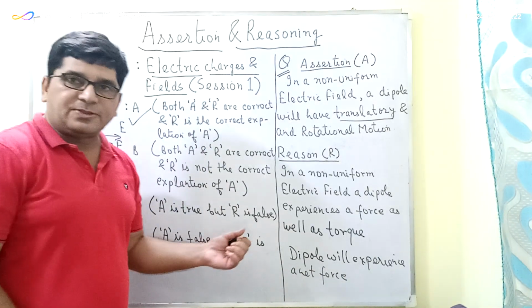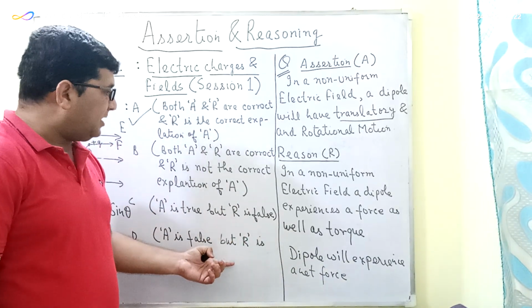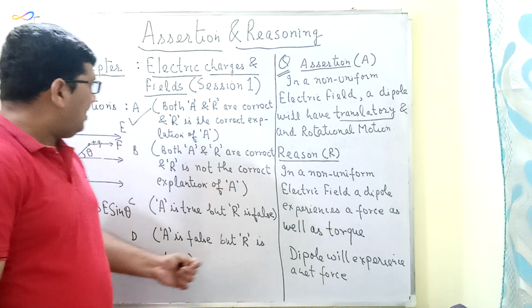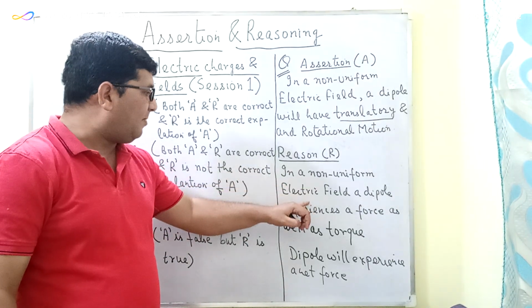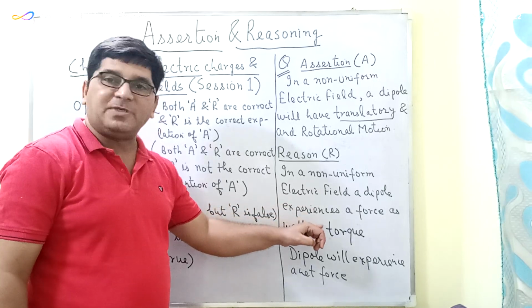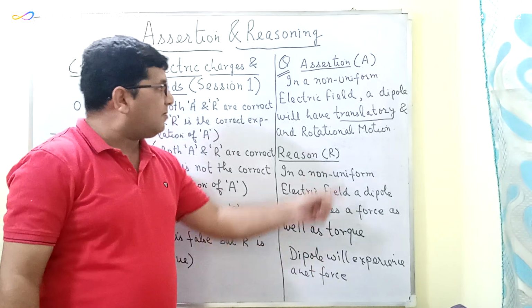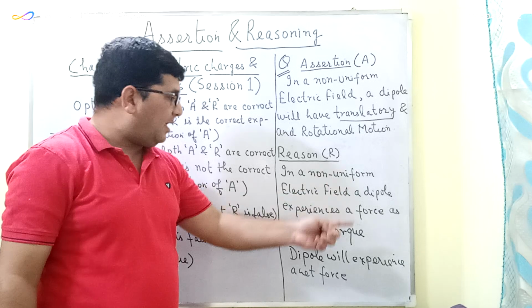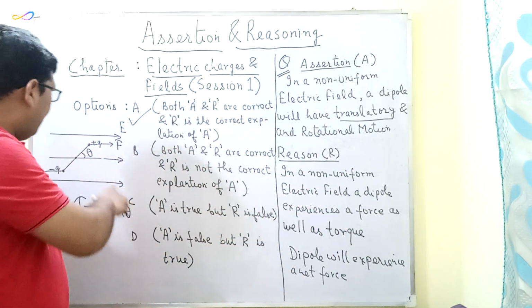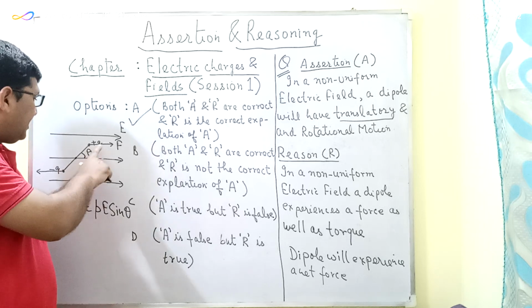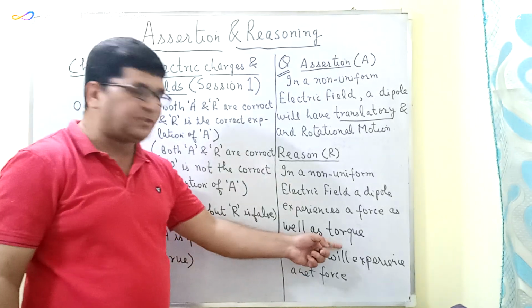I hope you have understood the solution of this question. The most important thing here is that in the case of a non-uniform electric field, the dipole experiences a net force which produces a translatory motion, and because these two forces are acting in opposite directions as indicated by this arrow, it will also produce a torque.